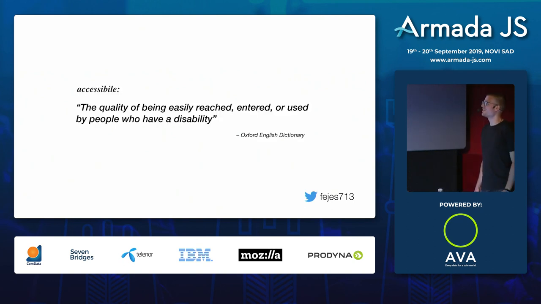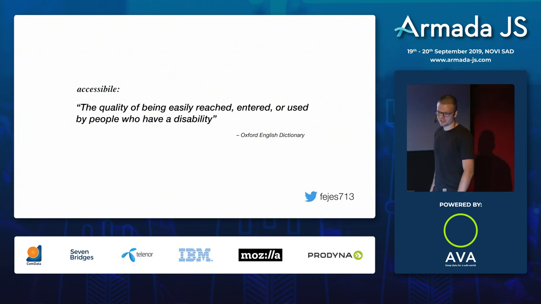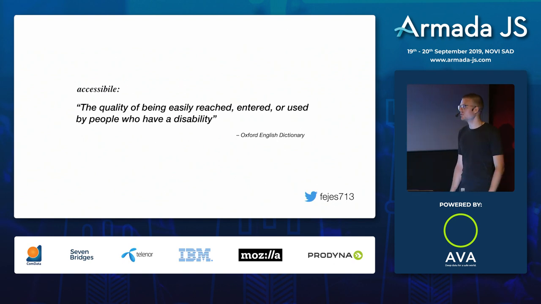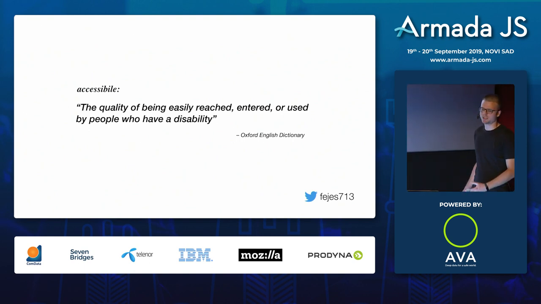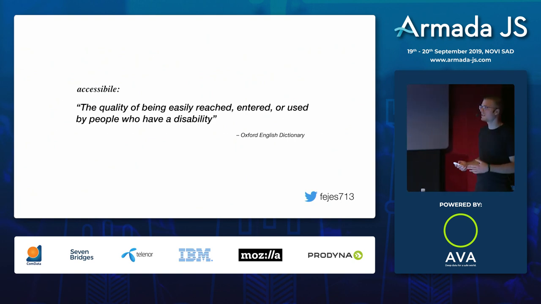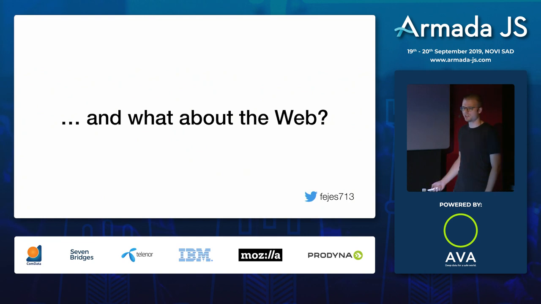According to Oxford Dictionary, for those of you who don't know, accessible means the quality of being easily reached, entered, or used by people who have a disability. So it basically means that people who have disabilities should be able to do everyday things that people without any physical or mental disorder do. For example, if you think a bit, some modern cities already provide fully accessible public spaces, transportation, infrastructure, facilities, and services. But what about technology?